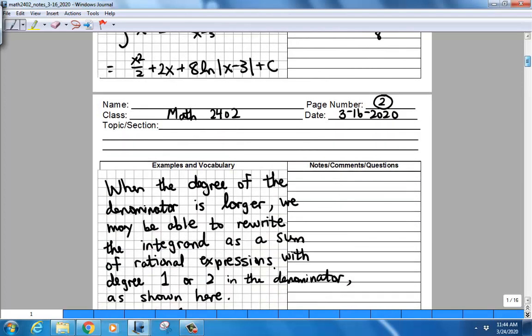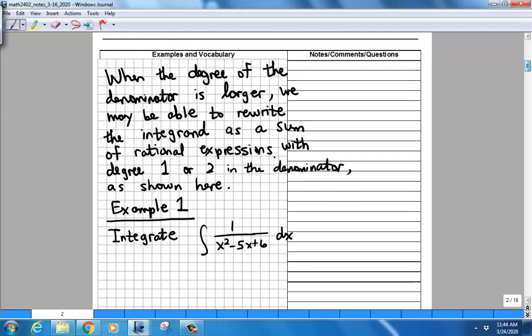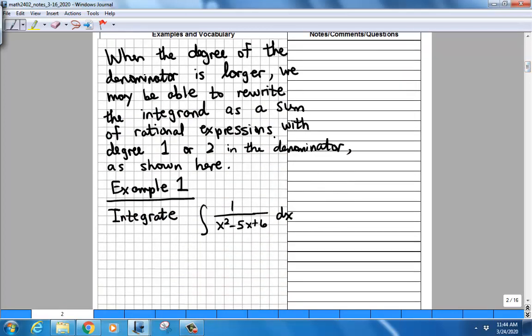All right, now unfortunately, of course, it's not always going to be the case that the degree of the numerator is going to be bigger than the degree of the denominator. So long division will not always work, right? So here's another example.